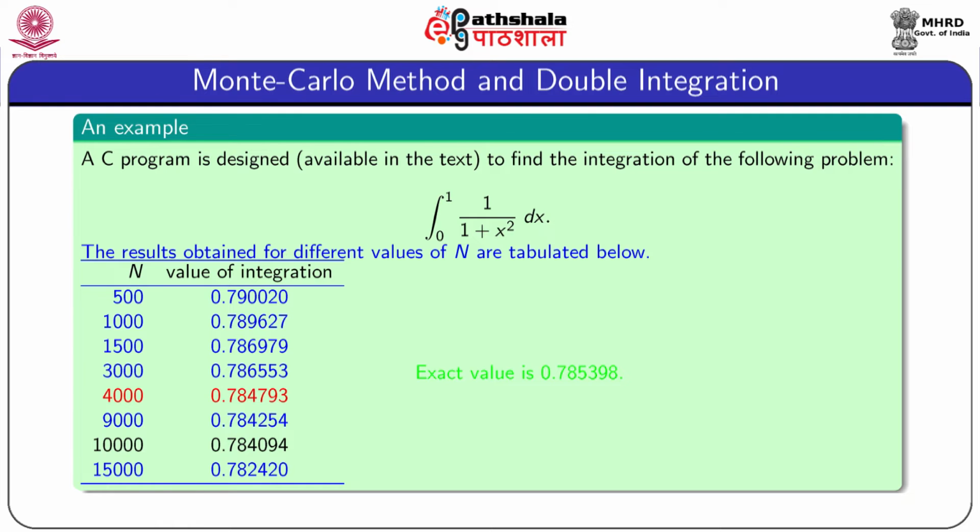It may be noted that when n equal to 10,000, then the value is 0.784094. This is worse than the value obtained for n equal to 4000. And when n equal to 15,000, the value is 0.782420. This is far away from the exact value. So, we can conclude that a large value of n does not give a better result for all types of problems or for all cases.